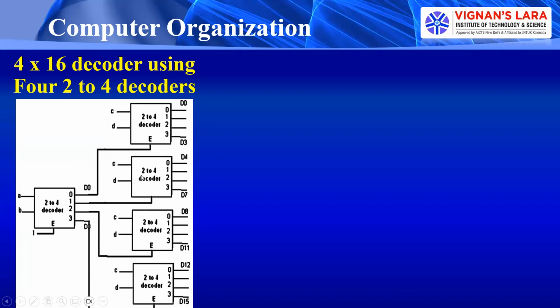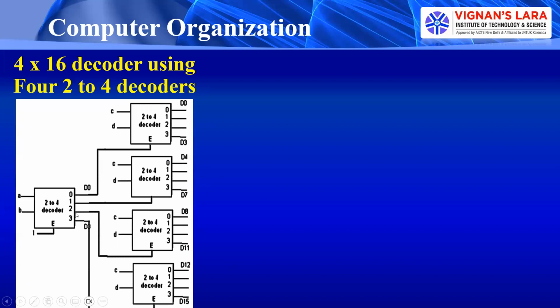See here, friends, these are the 2 to 4 decoders. The first decoder is responsible for the outputs D0 to D3. The second one is responsible for another 4 outputs, D4 to D7. The third one is responsible for the next 4, that is D8 to D11. And the last one is responsible for the final 4 outputs, that is D12 to D15. And the selection of these outputs we do with the help of the 2 least significant variables, that is C and D. And we are left with 2 more variables.